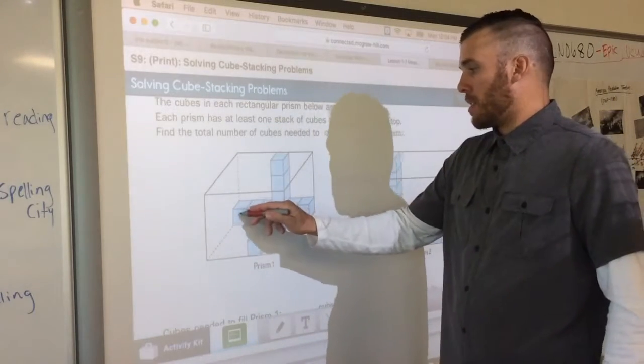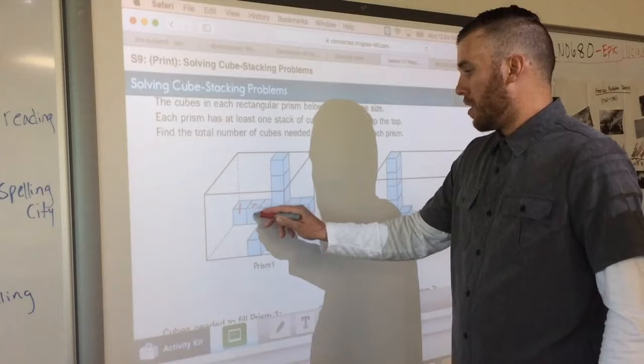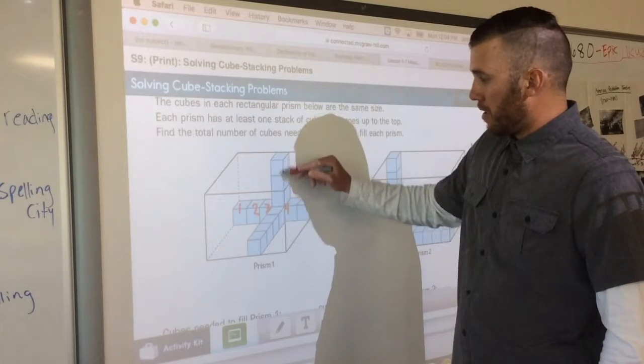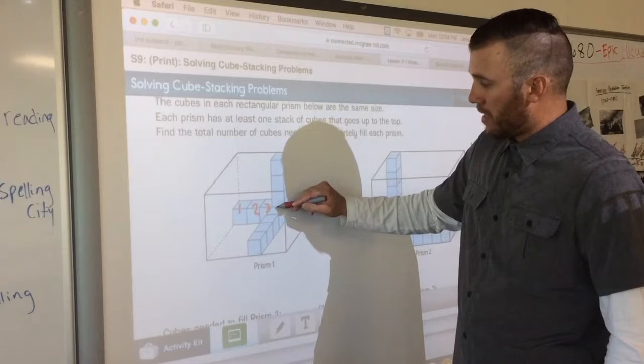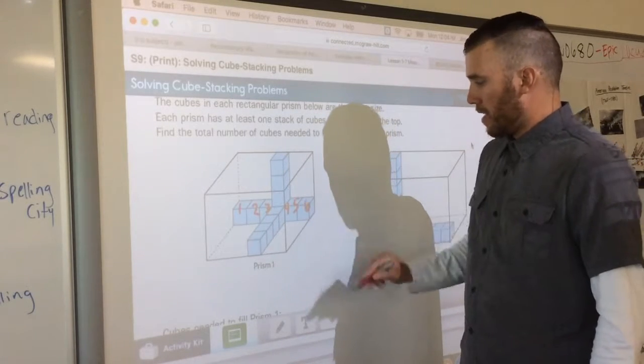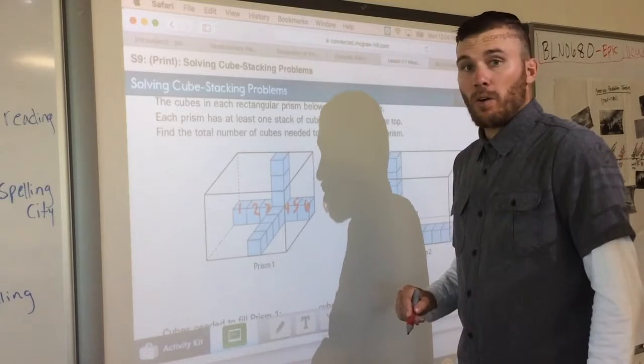Okay, so we see how many cubes we do have. There's 1, 2, 3, and then there's a fourth one underneath here. In order for this to stack on top of each other, there's got to be one underneath there. This is 5, 6. So there's 6 going across.